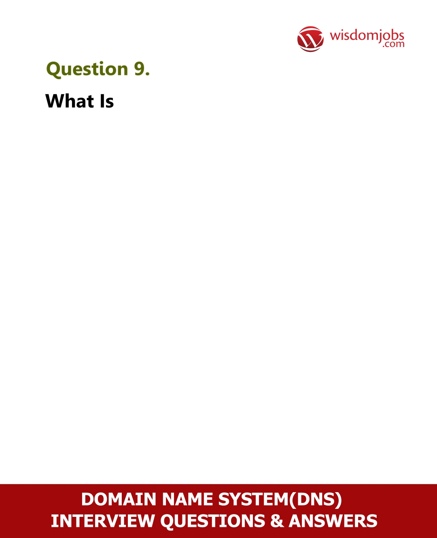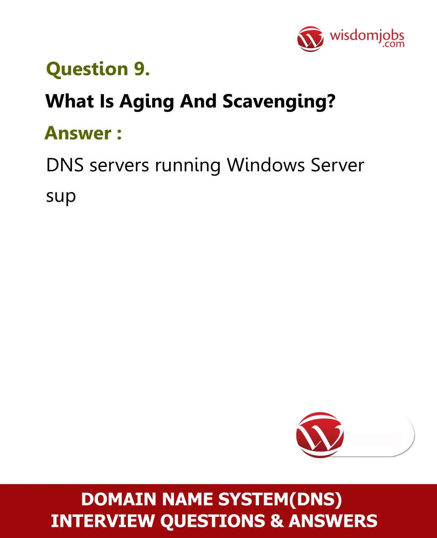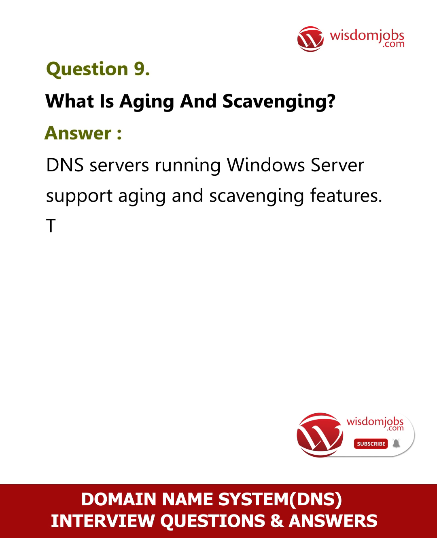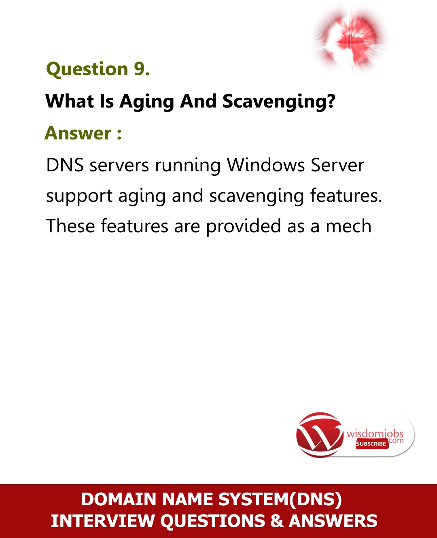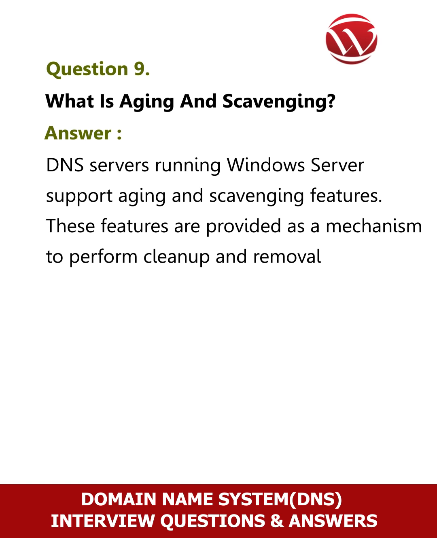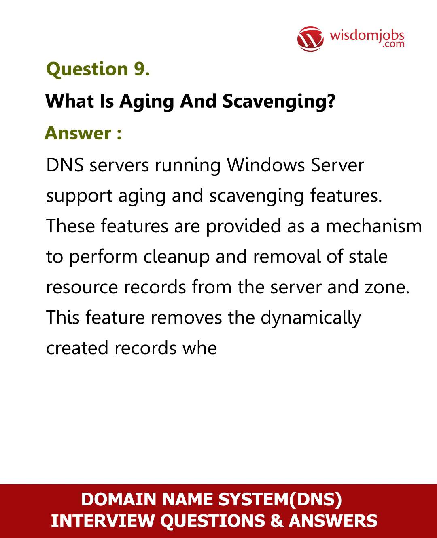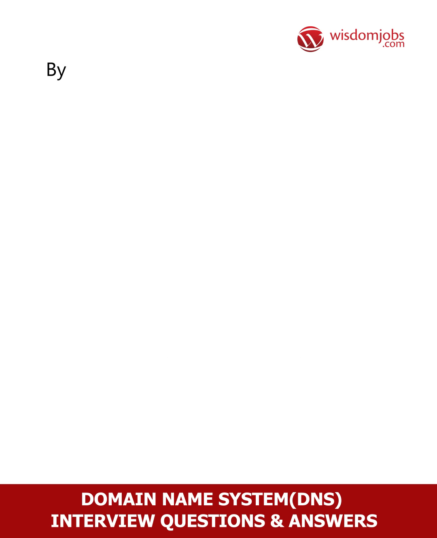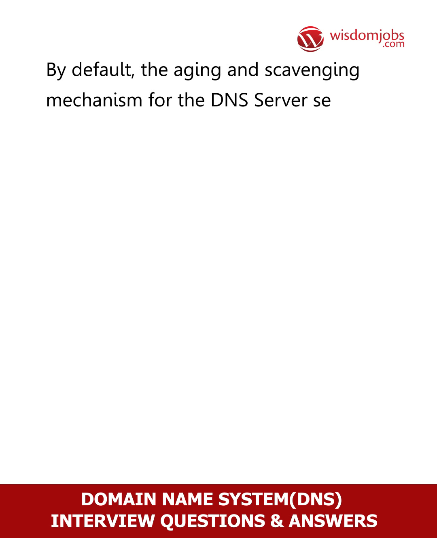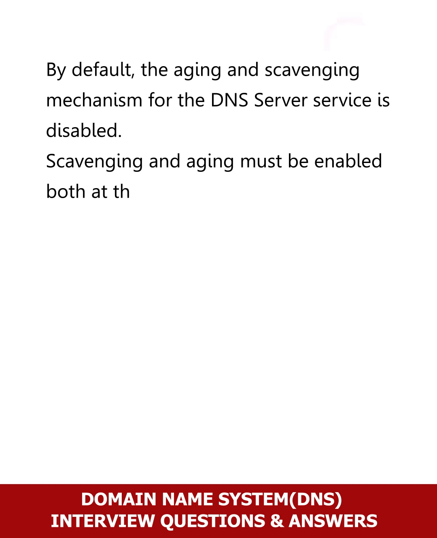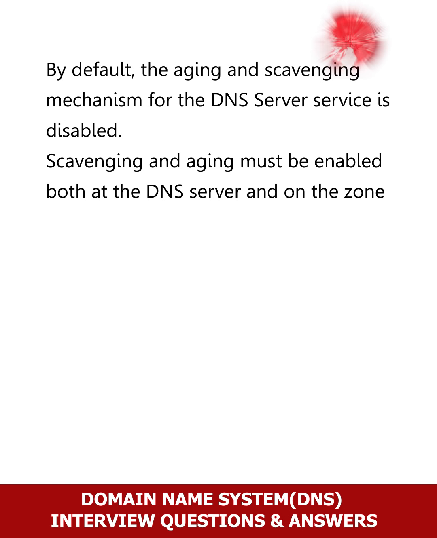Question 9. What is aging and scavenging? Answer. DNS servers running Windows Server support aging and scavenging features. These features are provided as a mechanism to perform cleanup and removal of stale resource records from the server and zone. This feature removes the dynamically created records when they are stamped as stale. By default, the aging and scavenging mechanism for the DNS server service is disabled. Scavenging and aging must be enabled both at the DNS server and on the zone.